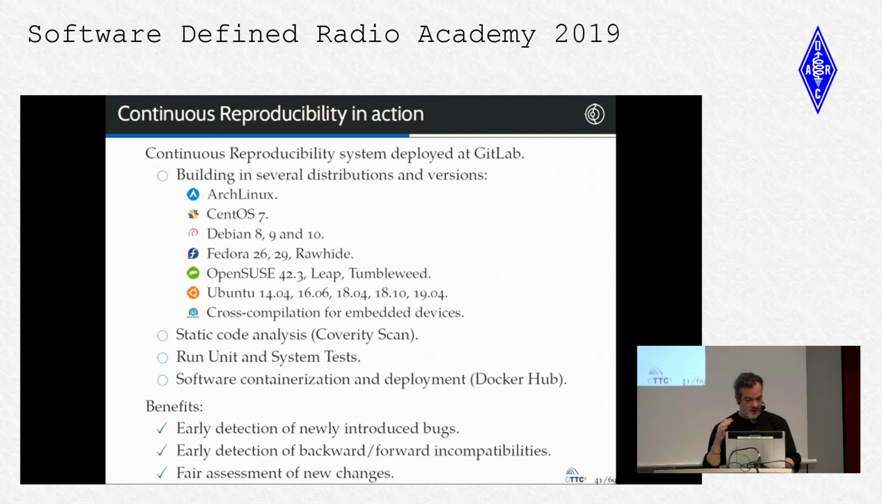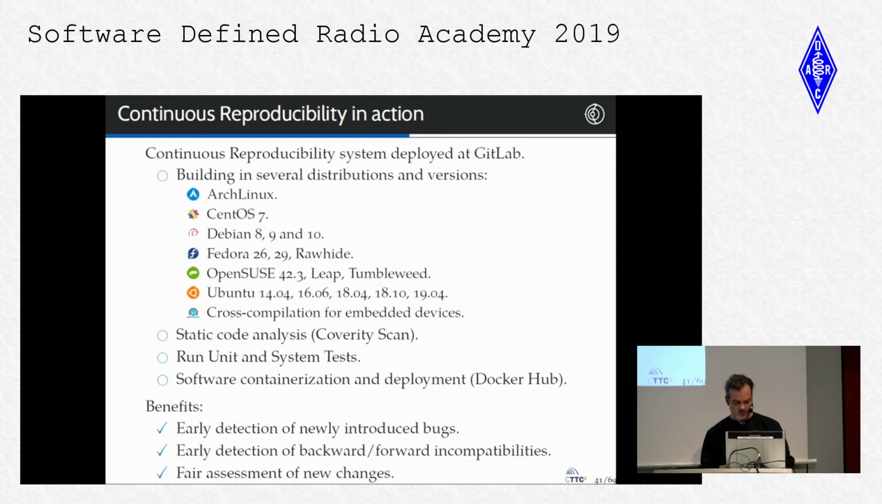So at the building stage, we work with several Linux distributions and different versions, namely Arch Linux, CentOS, Debian, Fedora, OpenSUSE, Ubuntu, and we also have a cross-compilation kit for embedded devices. All of this is run every time we make a change in the repository. We use static code analysis tools, in this case Coverity Scan, which offers free scanning for open source projects. Then we run all the unit and system tests, and we do this software containerization and deployment in the Docker Hub.